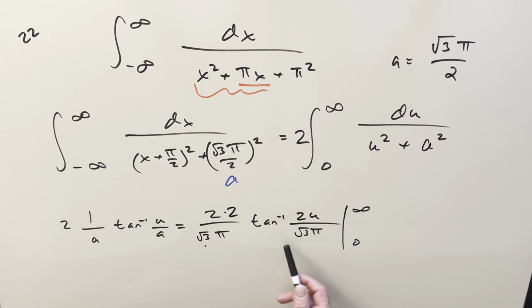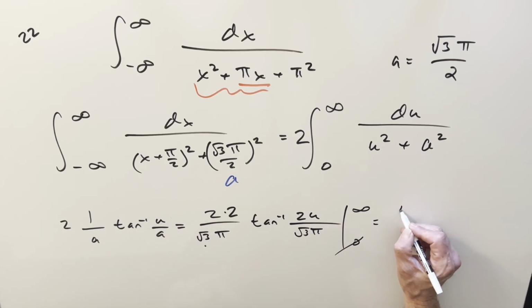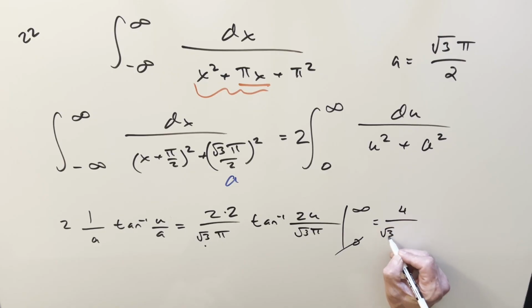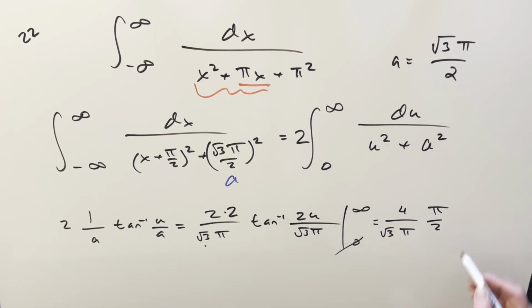Now when you plug in 0, arctan at 0 is nothing. So that goes away. Plugging in infinity, we don't really care about any of the constants here because when this is going to infinity, arctan is going to be going to pi over 2. So what we're going to have is 4 over square root of 3 pi times pi over 2. Cancel out pi's here, cancel 2 with 4, and we get a 2. And so for my final solution on it, we just get 2 over square root of 3, and that's it.